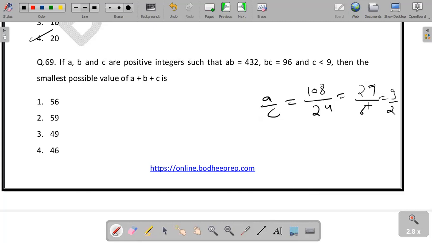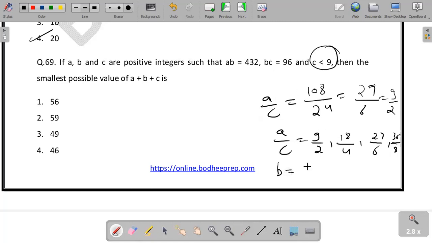Okay, so C can be 6, C can be 2. Wait, A by C 9 by 2 लिख सकता हूँ. And if I would say 18 and 4, 6 and 27, and finally 8 and 36. C should be less than 9, so I'm not going beyond these choices. Here I'm assuming A, B, C are positive integers. So if A is to be 9, if C is to be 2, then let's see what B is. यहाँ पे क्या होगा 48, and यहाँ पे क्या होगा 24, fine. यहाँ पे 6, यहाँ पे 12.